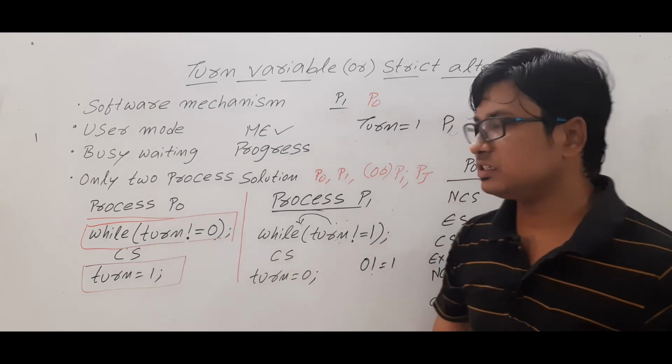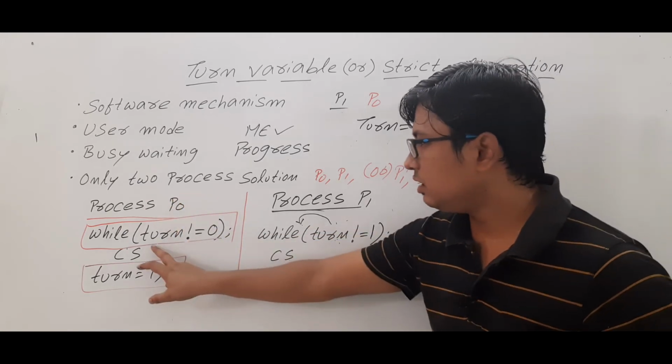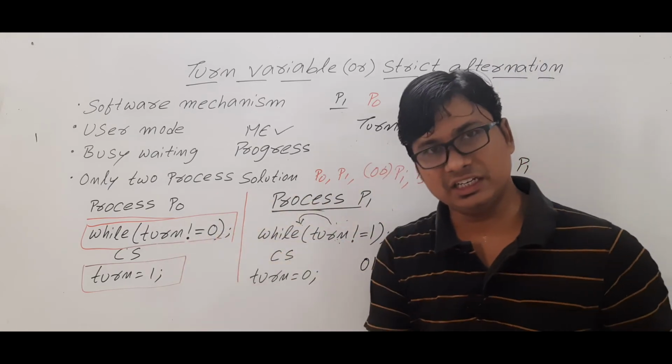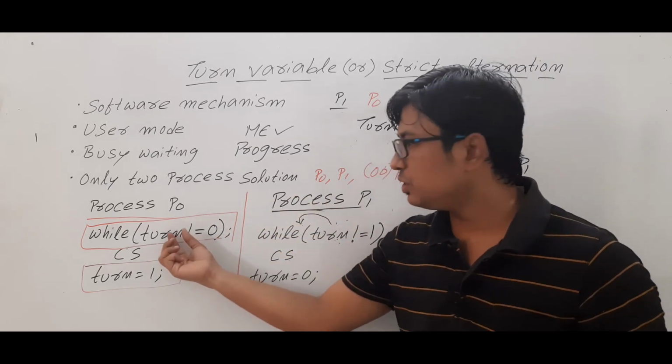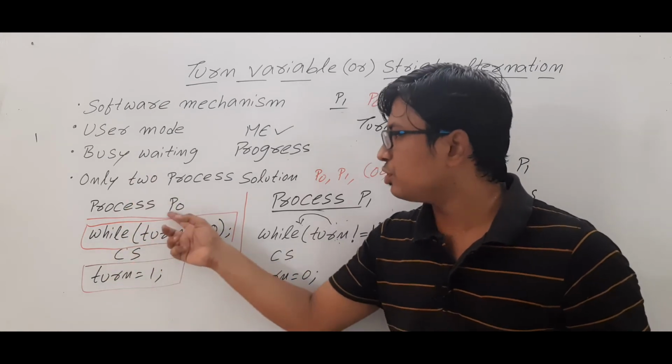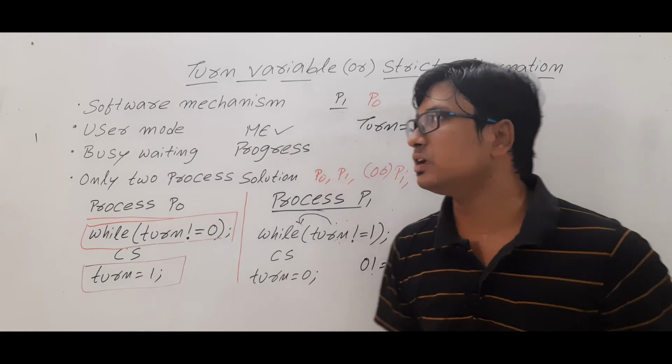Look at the entry section of process P0. Turn not equal to 0. 1 is not equal to 0. The condition is true. If the condition is true, again it will check the condition. It has fallen in the infinite loop. So process P0 is not entering into the critical section.